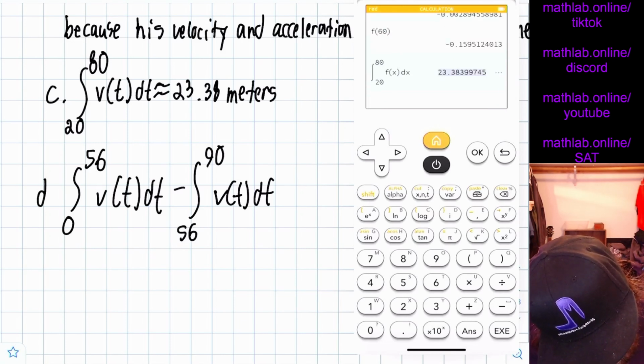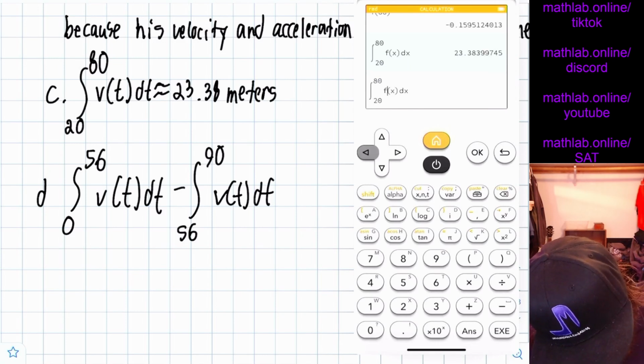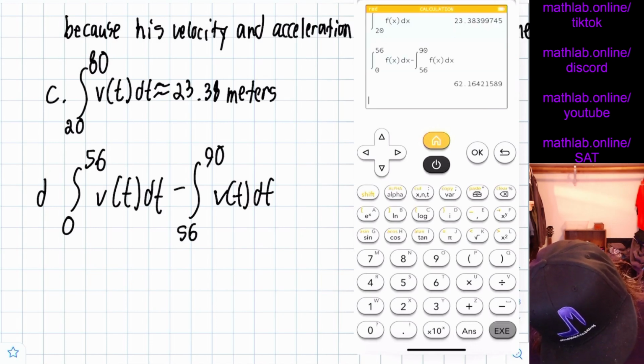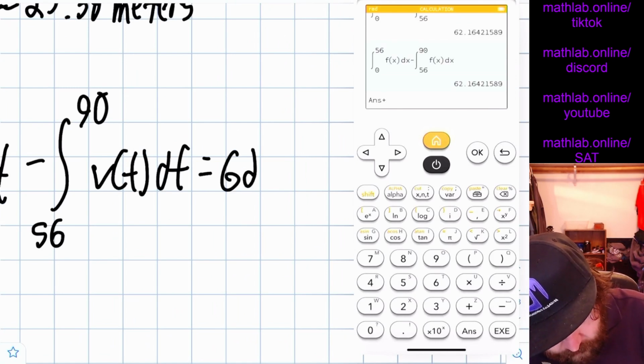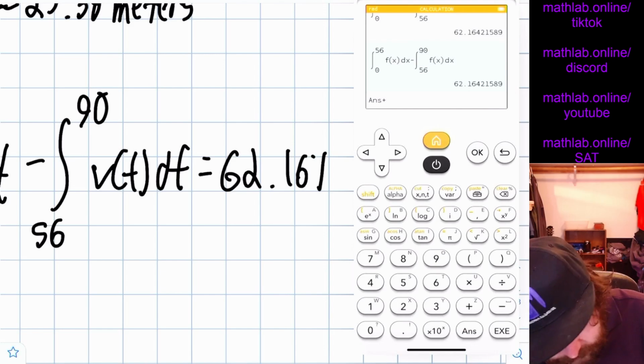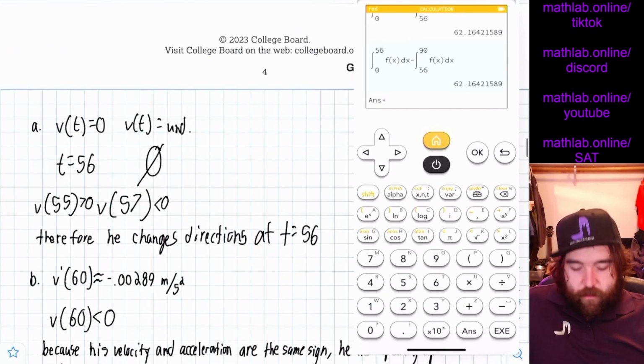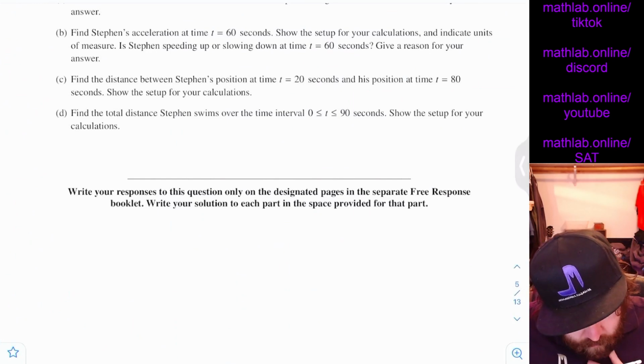Especially as I'm already doing it so slow, I'm going to come up to here. We're going to go from 0 to 56 minus the integral from 56 to 90 of f of x. And again, that's because he changes directions at 56. That's 62.164. And that's all we needed here, right? Yeah.